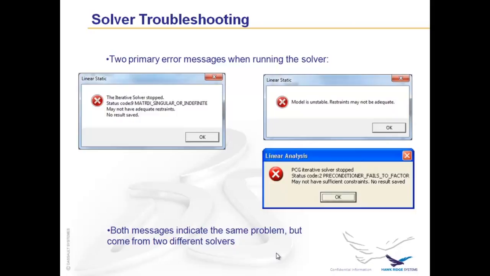And something that I found that I didn't know was that this is actually solver dependent. So the message on the left is talking about the FFE plus solver, the iterative solver. So if you are using the iterative solver, you're only going to see this message for a matrix singular or indefinite, or we'll find out later what that actually means. If you're using the direct sparse solver, you're going to see the message on the right. The model is unstable. Now, the one below it is actually an older one, preconditioner fails to factor, but it's essentially an unrestrained model, and that also comes with the iterative solver.